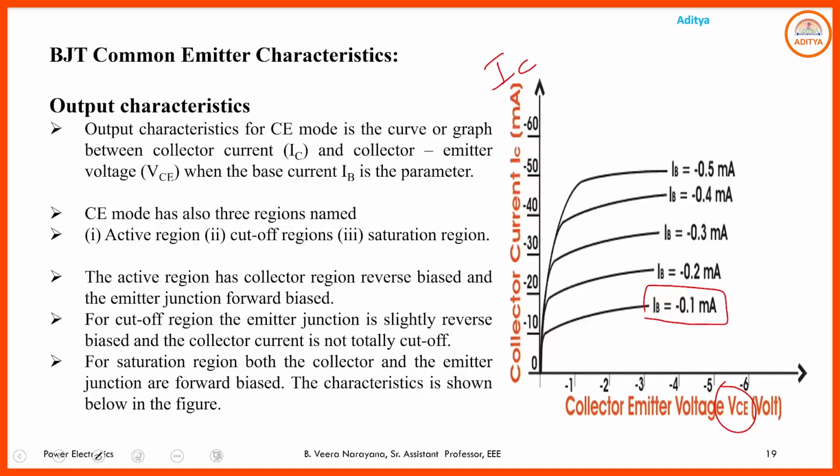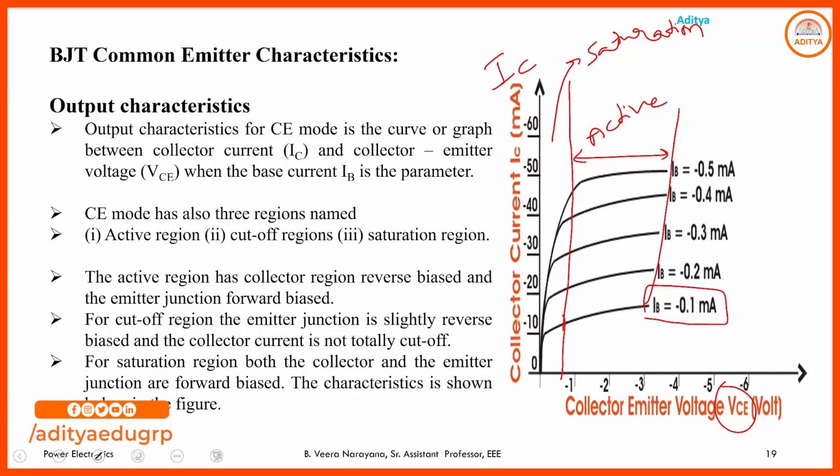If you draw the characteristics between collector current and collector emitter voltage, this simply gives the output characteristics of the BJT. These output characteristics of the BJT are mainly classified into three regions. The first one is the saturation region, the second region is considered the active region, and the third one is the cutoff region.